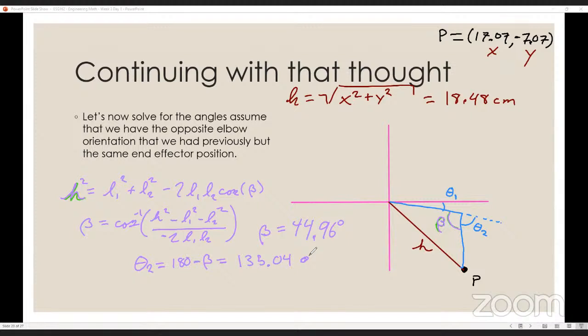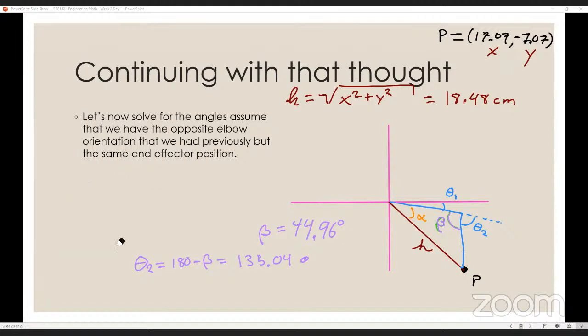Great, we need theta 1 now. So how are we going to find theta 1? Well, remember, we need to define alpha. Alpha is this tiny angle in here. And now we're going to use law of sines. So I'm going to get rid of this here. We'll leave the result down there. So law of sines: sine of alpha divided by L2 is equal to sine of beta divided by H.